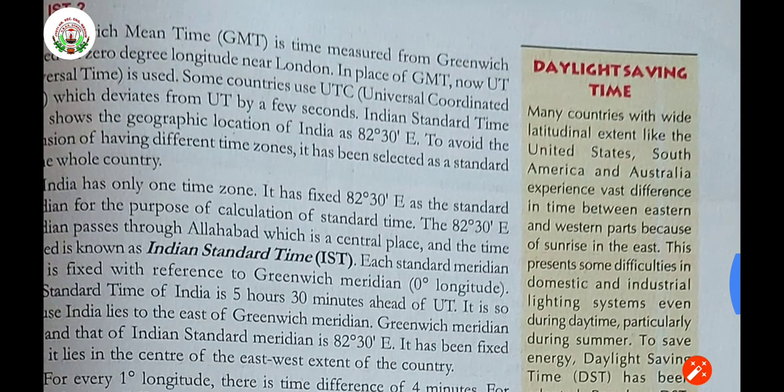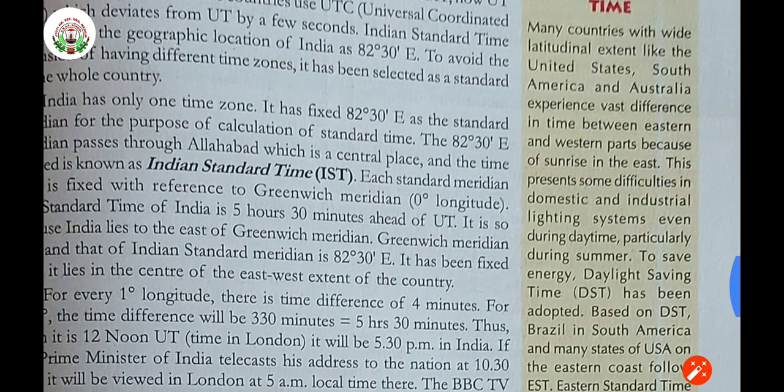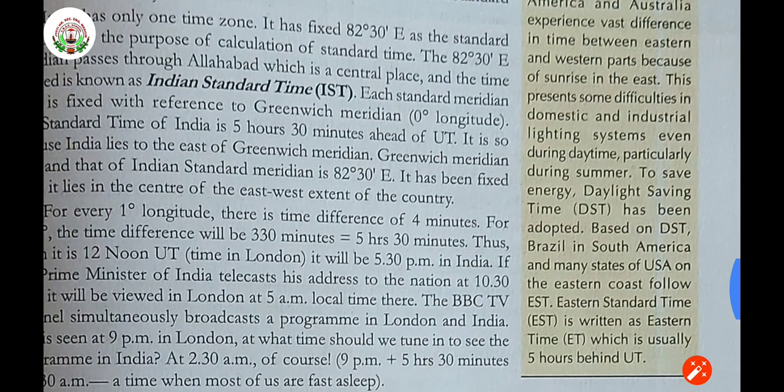Now, many countries with wide longitudinal extent like United States, South America, Australia experience vast difference in time between eastern and western parts because of the sunrise in the east. This presents some difficulties in domestic and industrial lighting systems, even during daytime, particularly during summer. To save energy, daylight saving time, that is DST, has been adopted.